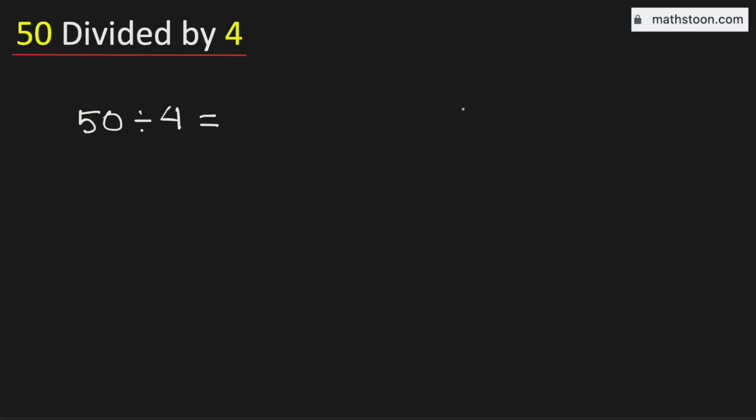In this video, let us learn how to divide the number 50 by 4 using the long division method. We know that 4 times 1 is 4. Subtract, we get 1. Now 1 is less than 4. That is why we will bring down this number 0 here.